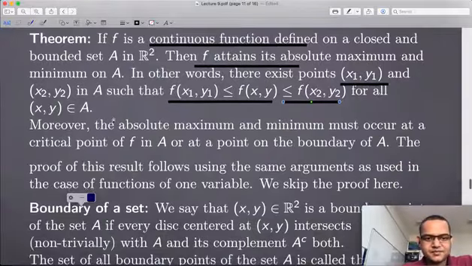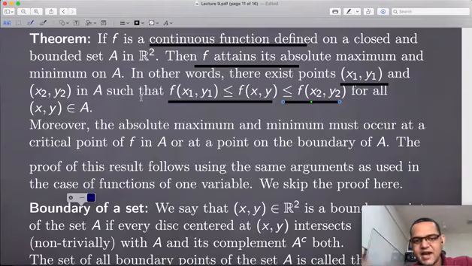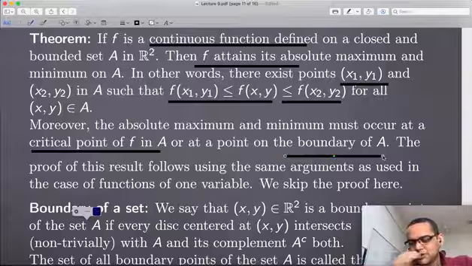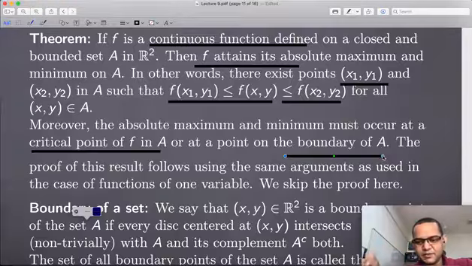And so this is the second part of this statement. It says that you have an absolute maximum and an absolute minimum, and this absolute maximum and minimum will occur at a critical point of f in the domain or at a point on the boundary of A, okay. So the absolute maximum or absolute minimum will either occur at a critical point inside the domain, or it is going to be on the boundary, okay.